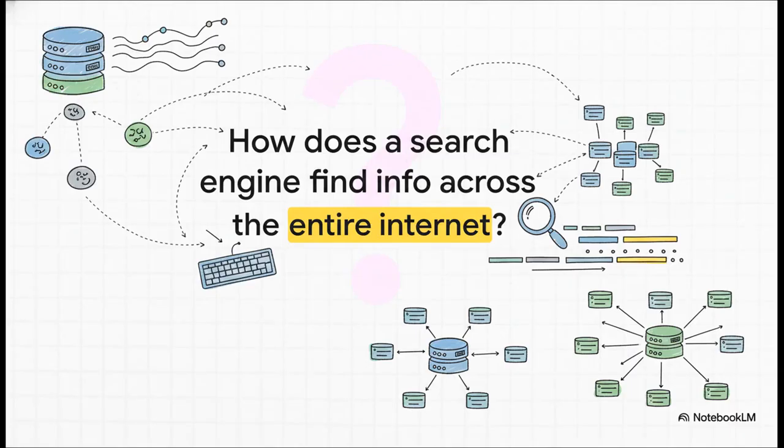I mean, have you ever really stopped to think about it? You type a few words, hit enter, and bam! In a fraction of a second, you get millions of results from this sprawling, chaotic thing we call the web. How on earth is that even possible? Well, it all comes down to the architecture, kind of like the secret blueprint of the search engine itself.